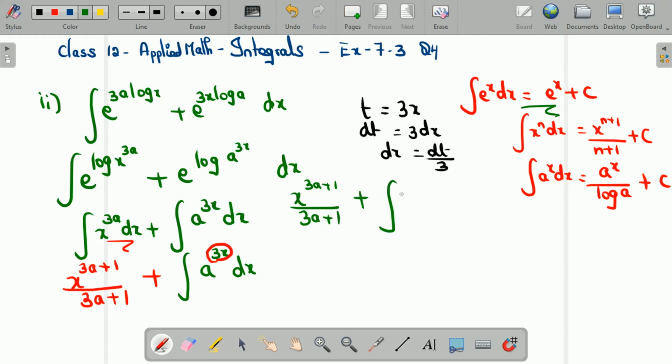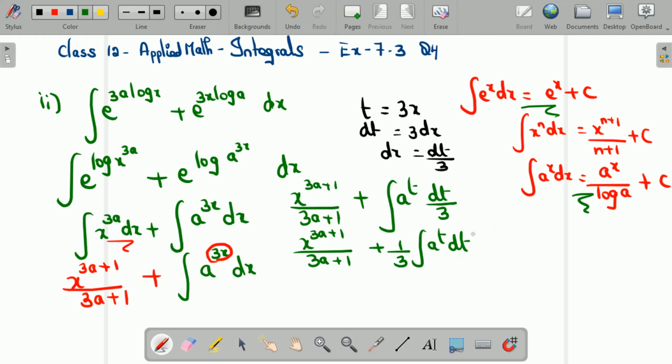Now let's make it to the second term. So this is a power t dt divided by 3. Now this 1 by 3 is a constant, so that can be taken out. So x power 3a plus 1, the whole thing by 3a plus 1 plus 1 by 3 integral of a power t dt. Now you can apply the logarithm formula directly. So this will be x power 3a plus 1, the whole thing by 3a plus 1 plus 1 by 3 a power t divided by log a plus c.